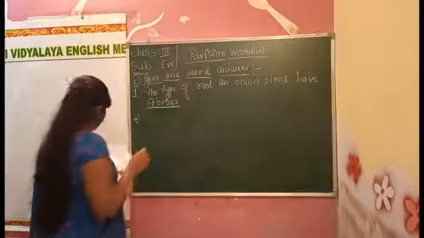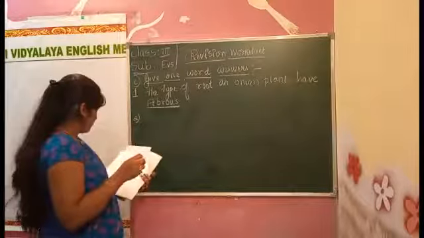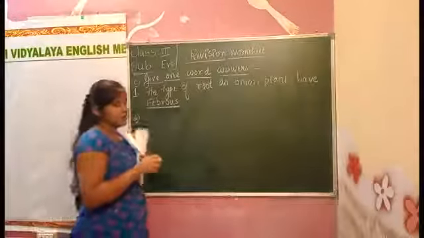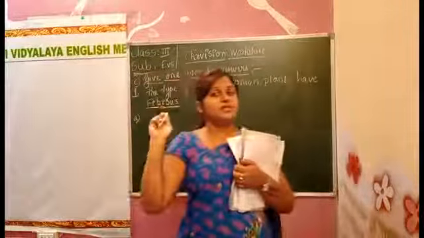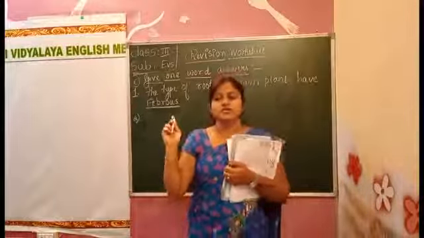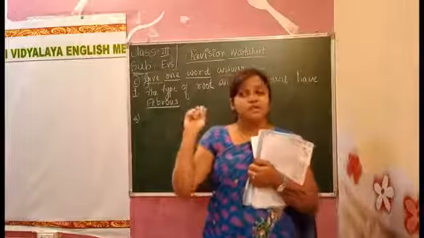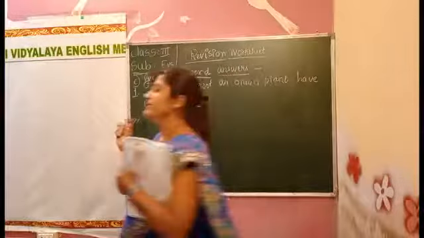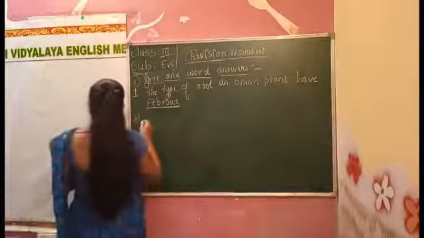Second one, the process of making food by plant. The process of making food by plant is called what, children? Photosynthesis. In the second chapter only we learned that the process by which they prepare food from light is called photosynthesis.